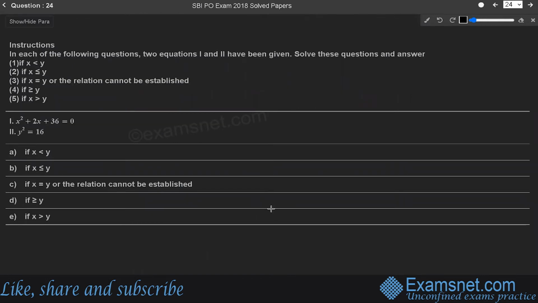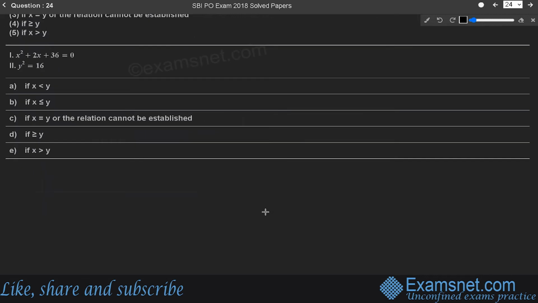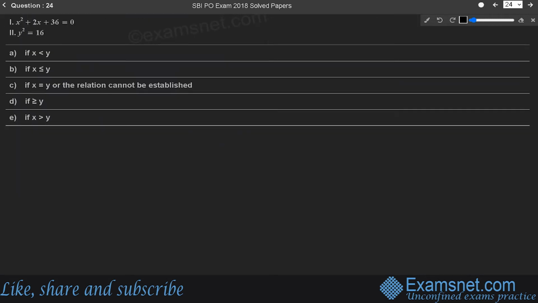Next question also has the same directions. Here the first statement is x square plus 2x plus 36 is equal to 0. This can be written as x square plus 2 into x into 6 plus 6 square is equal to 0. So it becomes x plus 6 whole square which is equal to 0. So x will be equal to minus 6.